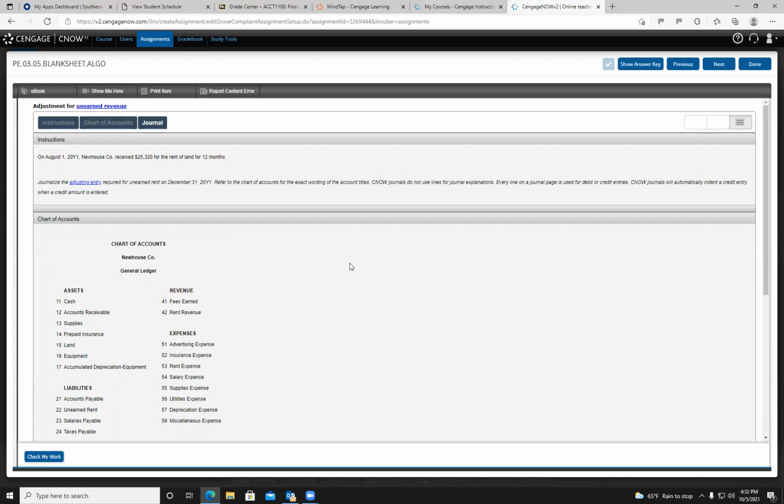Now it wants us to journalize the adjusting entry required for unearned rent on December 31st. On August 1st, they paid us for 12 months. It is now December 31st, and we have to record the revenue we have earned since August 1st. So the first thing we're going to do is take that $25,320 and divide it by 12. That way we know the monthly rent rate.